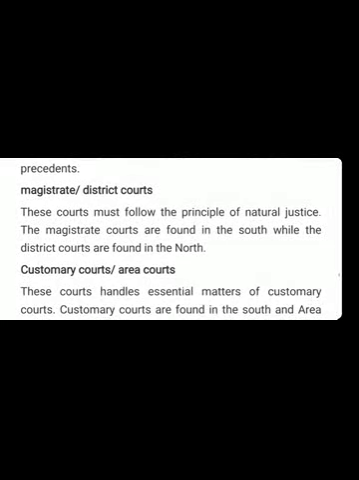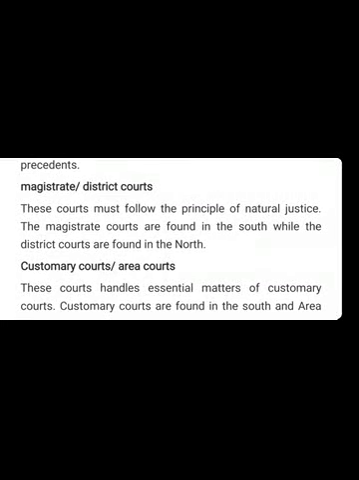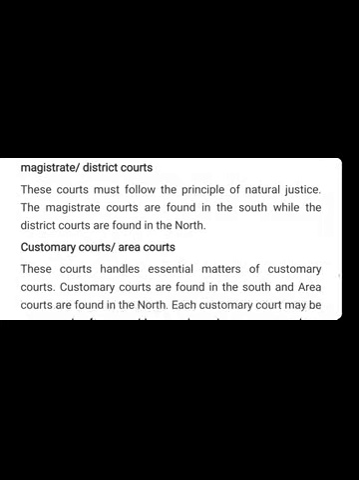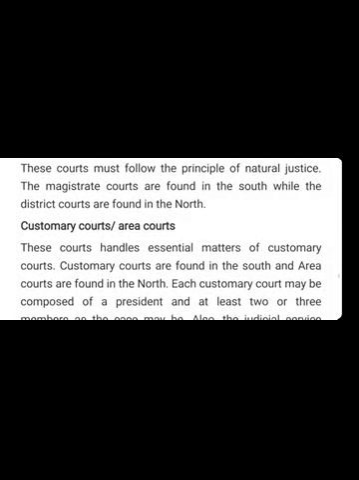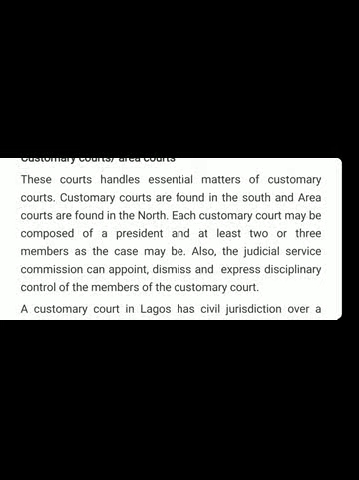Now let's go to the secondary, or inferior courts. We have the magistrate or district courts. These courts must follow the principle of natural justice. That is, the magistrate courts are found in the south, while the district courts are found in the north. Then we have the customary courts and area courts. These courts handle essential matters of customary courts. Customary courts are found in the south, and area courts are found in the north.